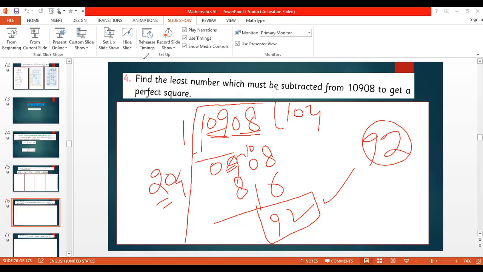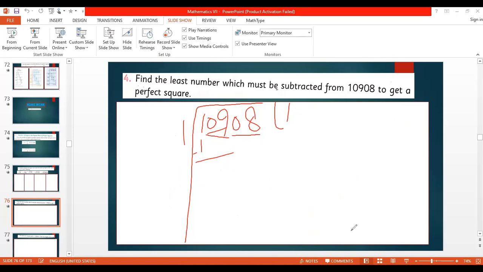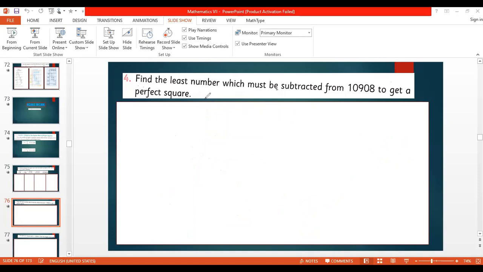Now moving to the next question. Let me clear this one. By clearing this, if you want to take a screenshot, you can. Okay, that is done. Now move to the next question.